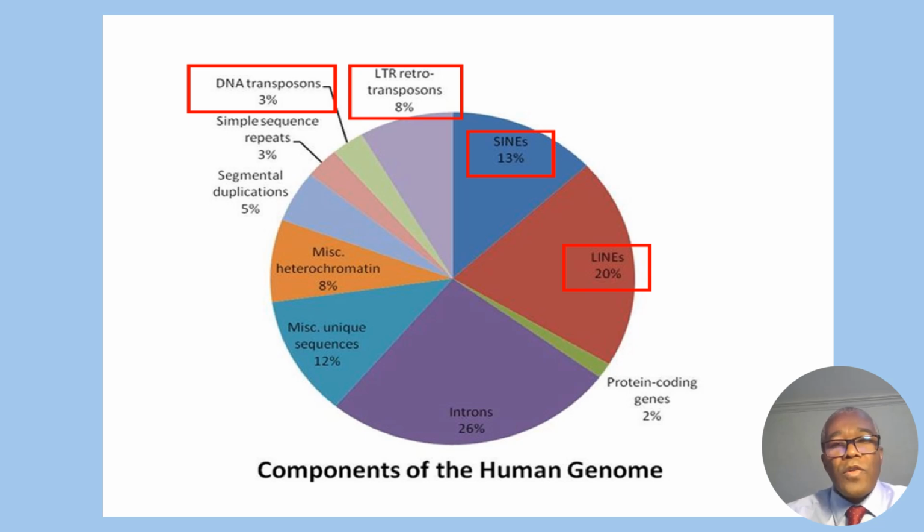And here are components of the human genome. All those elements here: intron 26%, LINE 20%, SINE 13%, LTR. All those are viral elements, which is more than 60% of our genome, mostly viral elements.